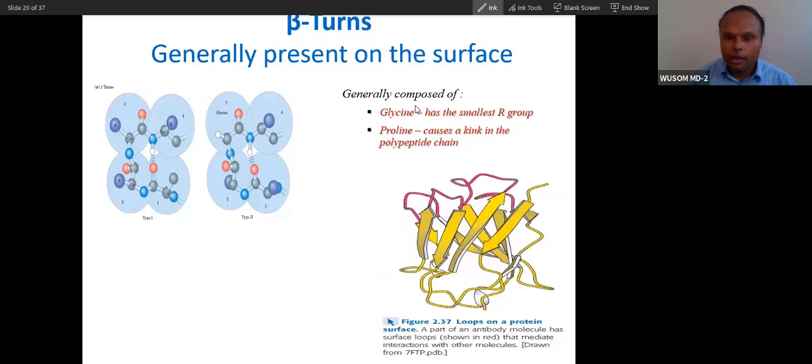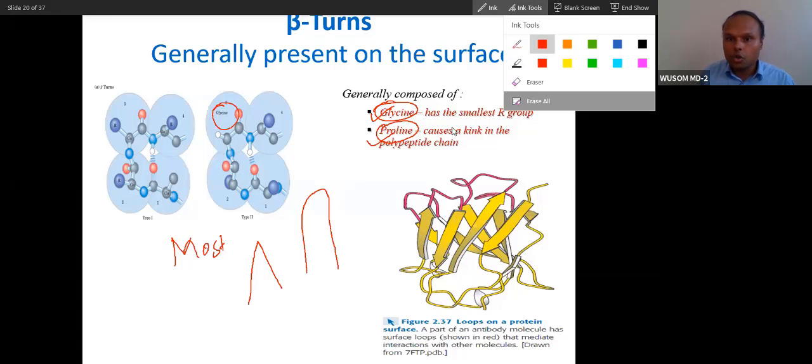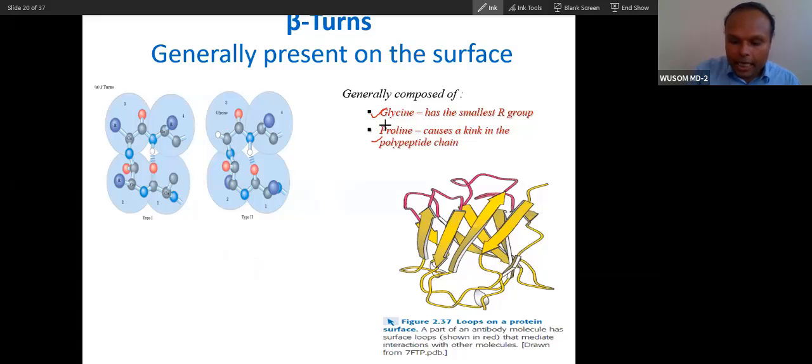There are two amino acids. The most flexible amino acid is glycine and the least flexible is proline. Both amino acids are present here. Because of its flexibility, glycine will give freedom for forming a turn. Here you can see glycine, but proline lacks flexibility, and proline is a bit kinky amino acid, so it will provide a kink. So a kink is helpful for formation of this beta turn. So remember, these two amino acids, glycine and proline, are present at the beta turns.